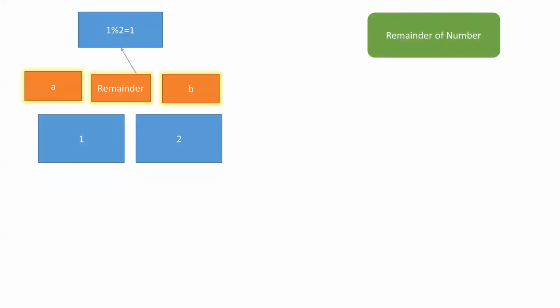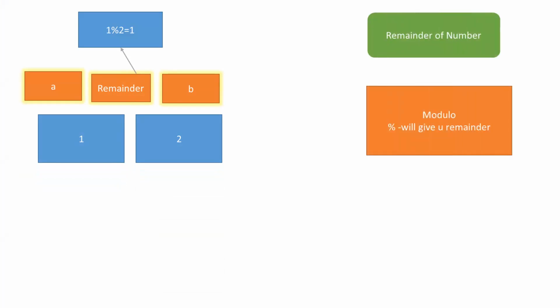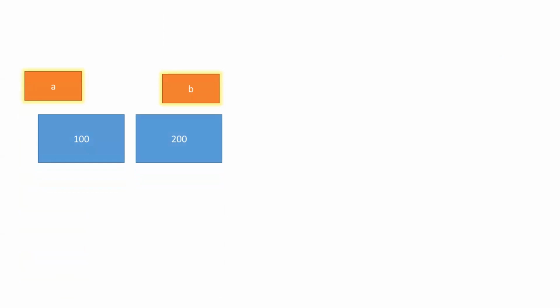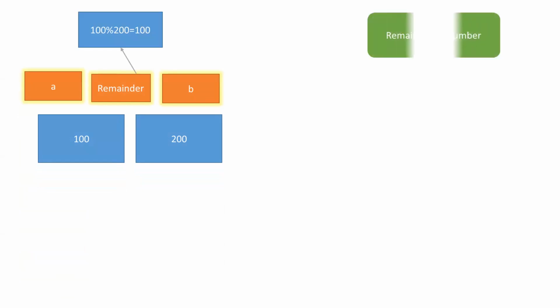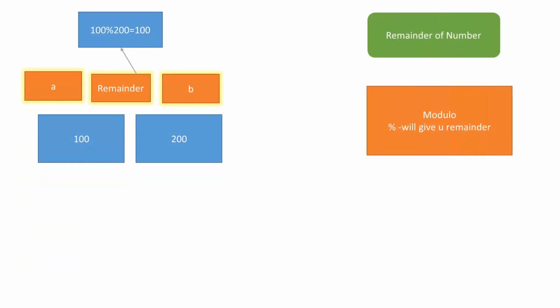So the remainder of a number is found with the help of a sign called modulo. It's a percentage sign, but in programming, it is used as a modulo sign to find the remainder. Let's see another example given in the question. If the value of A is 100 and the value of B is 200, what is the remainder? The remainder will be 100.